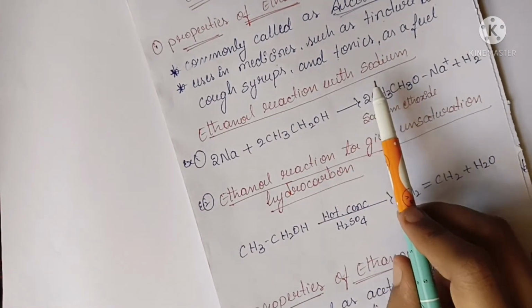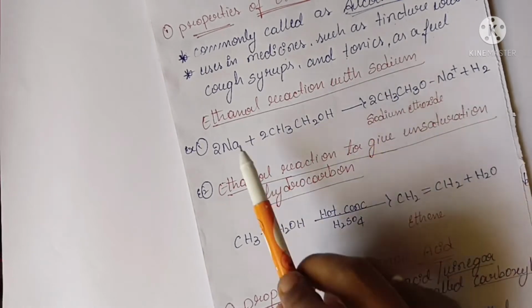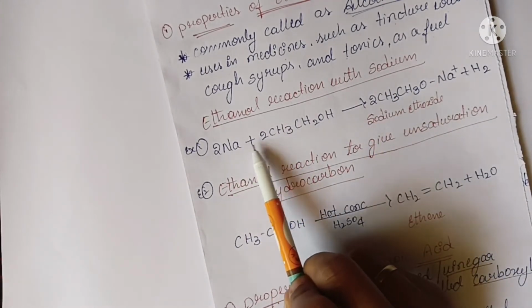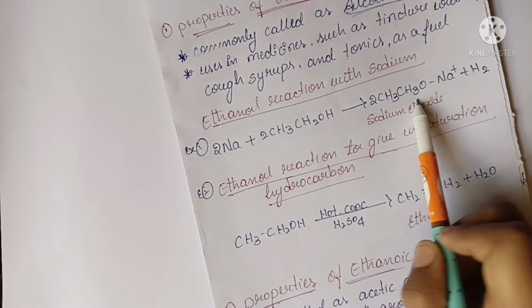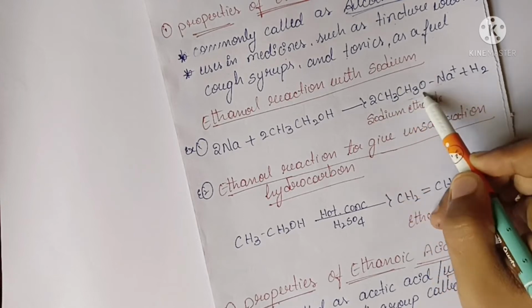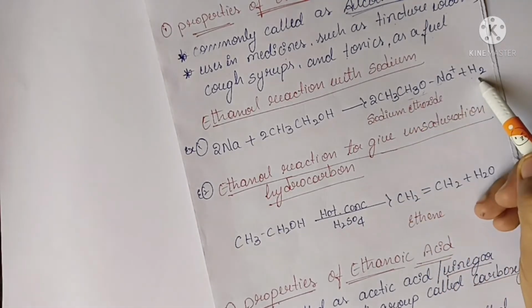And the next one, ethanol reaction with the sodium. What happens when ethanol reacts with the sodium? See, when two molecules of the sodium react with the ethanol, it gives sodium ethoxide, with the liberation of a small amount of the H2 molecule.